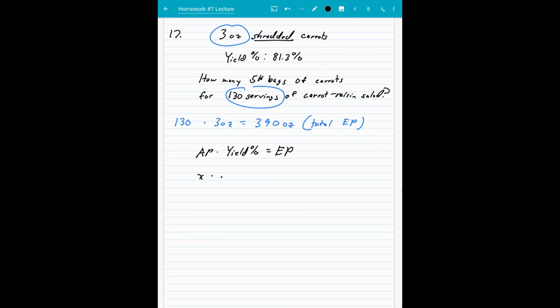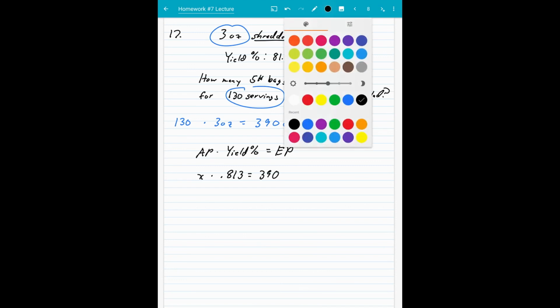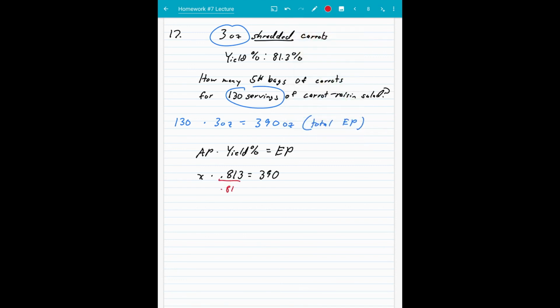X times 0.813 equals 390 ounces. You'll have to divide both sides by 0.813. Divide by 0.813, and that gives us a repeating decimal again. X equals 479.70479.705. Goes on forever, but store this number in your calculator. This represents ounces. We need to convert that to bags, and this is 5-pound bags.